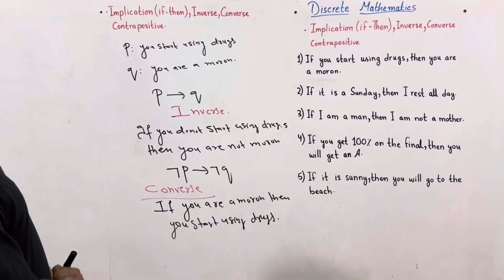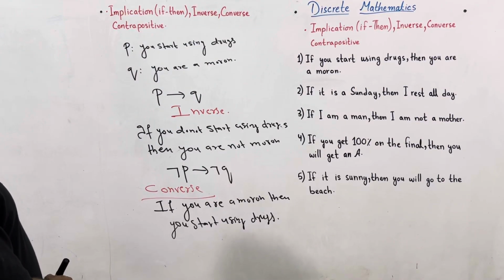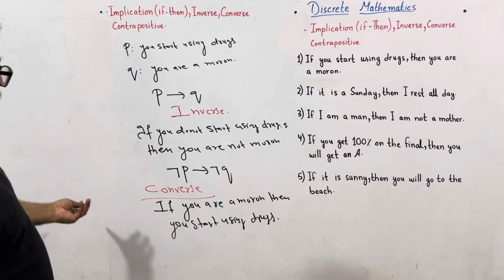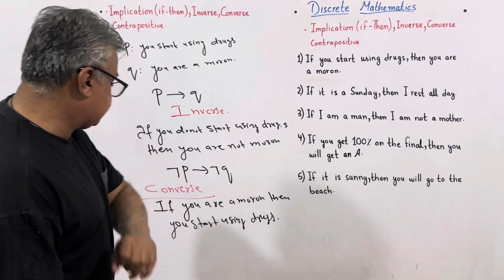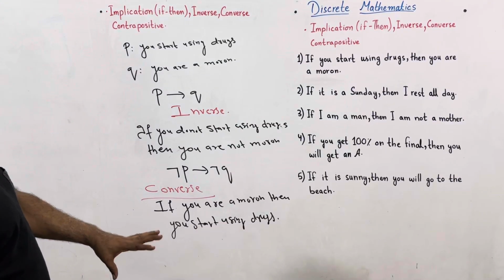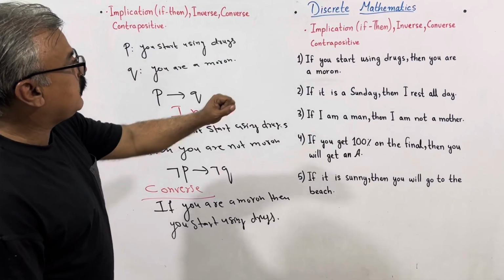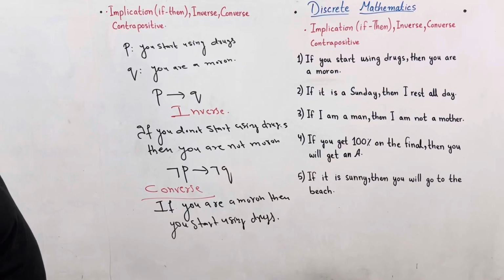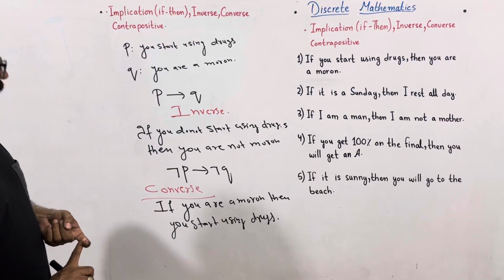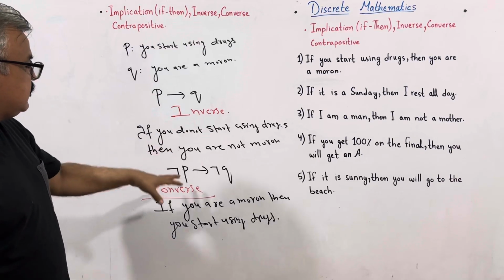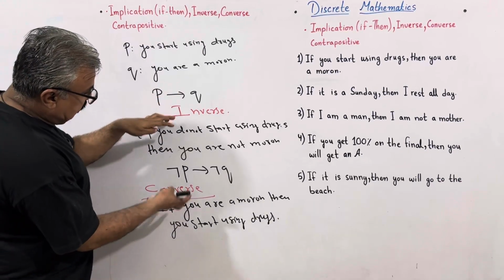If you start using drugs, then you are a moron. Its converse is: if you are a moron, then you start using drugs. What about, finally, the contrapositive? Contrapositive is a combination of both of these, inverse as well as converse. Blend both of these.